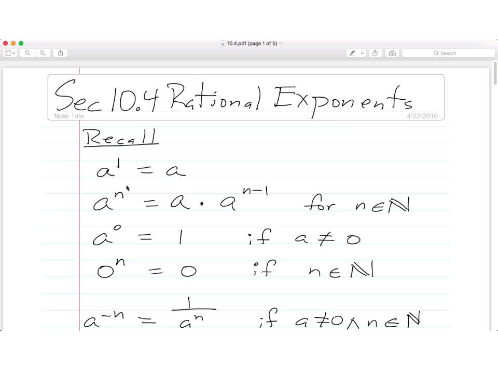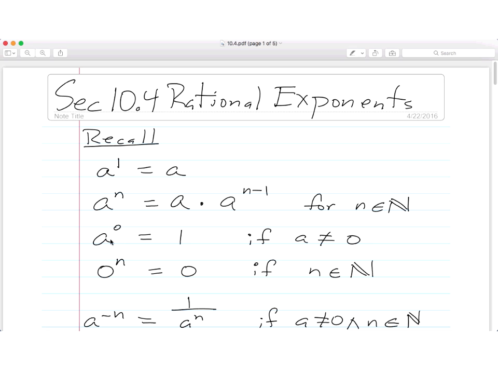So first off, let's recall how we define integer exponents. I will define a to the power 1 as a. I'll define a to the power n as a times a to the power n minus 1 for any natural number n exponent. That gives us a definition for all of the natural number exponents.